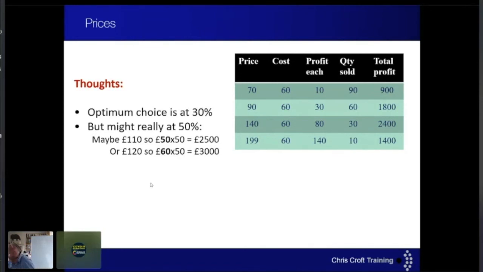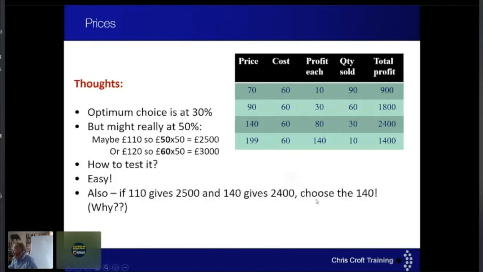And I didn't fiddle it. I honestly didn't. I just put in some numbers. But don't believe me. Work it out for yourself. Work it out for your own and test it. So all you do is you just try it. You know, just do it. Just charge 110 and see what you get, and you know, charge 140 and see what you get, and just choose the one that gives you the most profit.